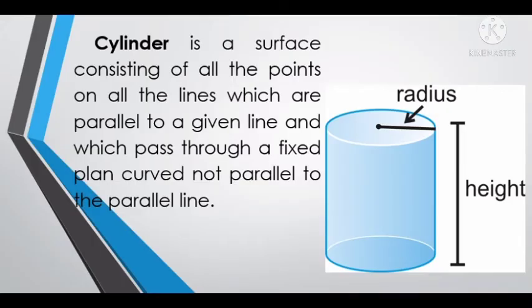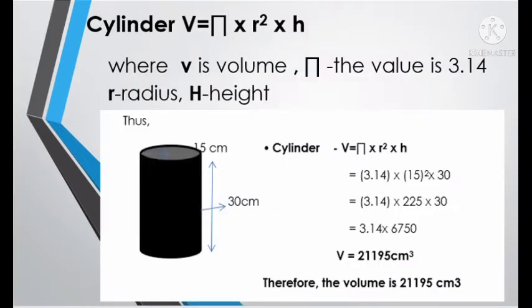Now let us go on to the cylinder. A cylinder is a surface consisting of all the points on all the lines which are parallel to a given line and which pass through a fixed plane curve not parallel to the given line. The formula in finding the volume of the cylinder is pi times r squared times height. V is the volume, pi is equivalent to 3.14, r is the radius, and h is the height.